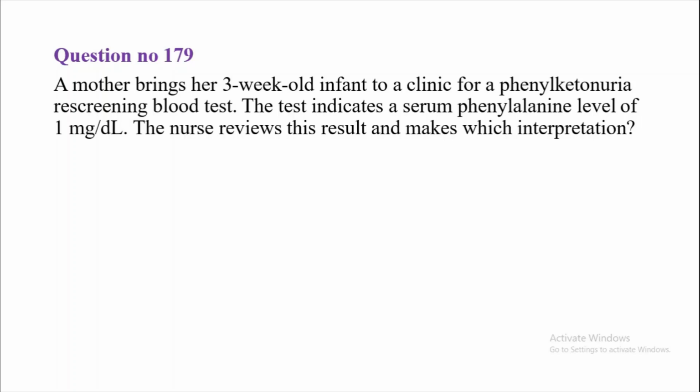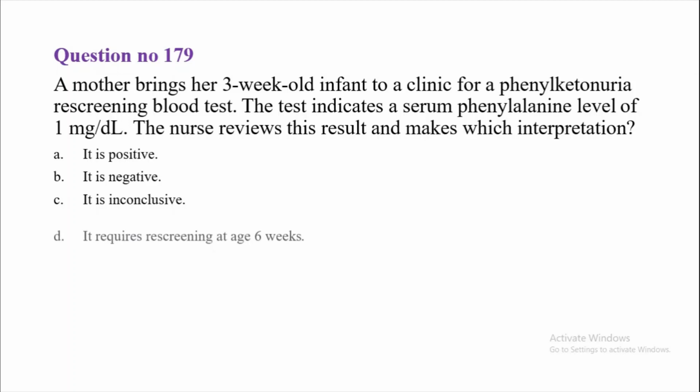The options are: number A, it is positive. Number B, it is negative. Number C, it is inconclusive. Number D, it requires re-screening at age 6 weeks.